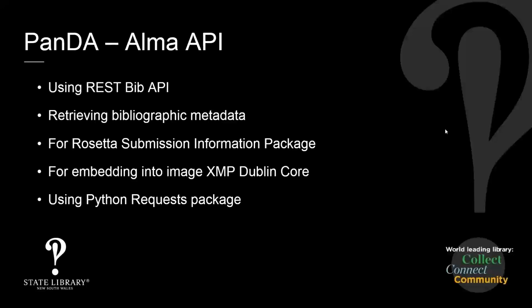I thought I'd talk at least a little bit about the Ex Libris API. Not going into much detail, but Panda basically uses the REST Bib API for retrieving bibliographic metadata. We then put that bibliographic metadata in our Rosetta submission information packages. We also embed certain bits of descriptive metadata into our files, into our images, in XMP Dublin Core.